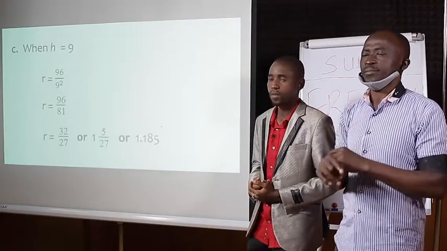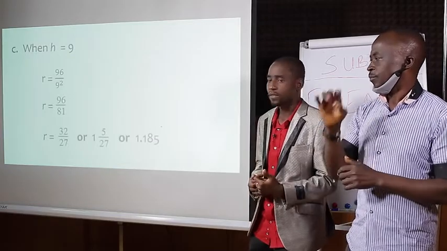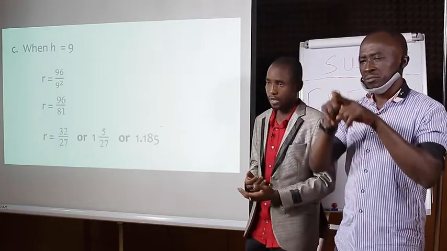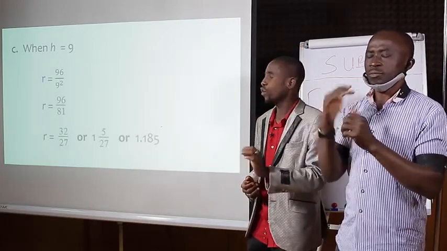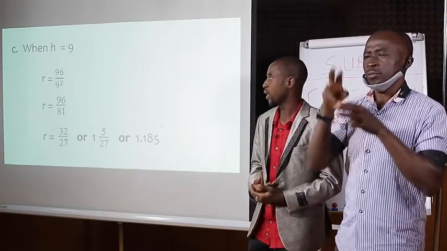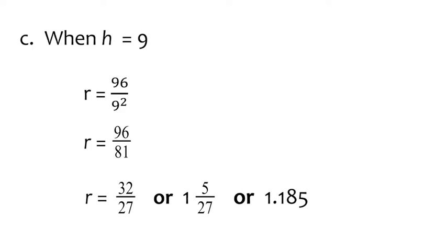Then the c part, we should find r when h equals 9. The same procedure, the same steps. From the initial equation, you only make r the subject of the formula. Making r the subject of the formula, you have r equals k over h squared. So when you substitute the value of k, which is 96, and the value of h, which is 9, then the new equation will be r equals 96 over 9 squared.